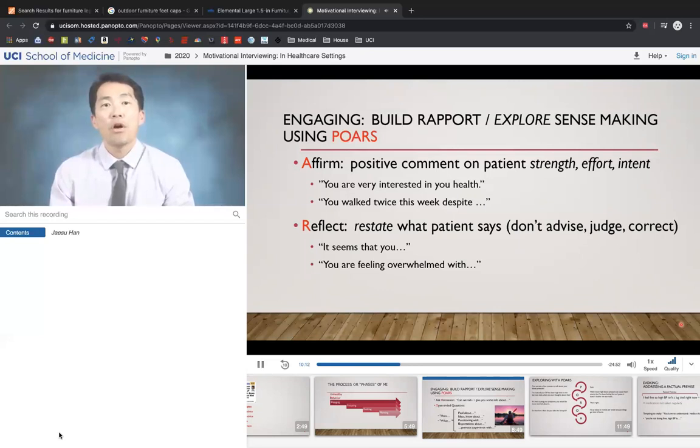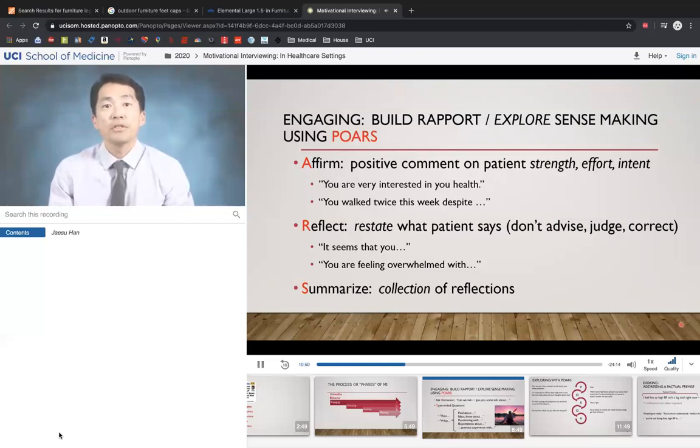R stands for reflect, and this is, in its simplest form, really a restating of what the patient says. And we do so without advising, without judging, or correcting. So if the patient is telling you how overwhelmed or frustrated they've been because of things that have been going on in their life, you might just simply reflect back that you're feeling overwhelmed with those things that are going on. Sometimes it could feel almost too simplistic, but really what we're trying to do is let the patient know that we are paying attention, and we recognize the emotions that they're bringing into their experiences.